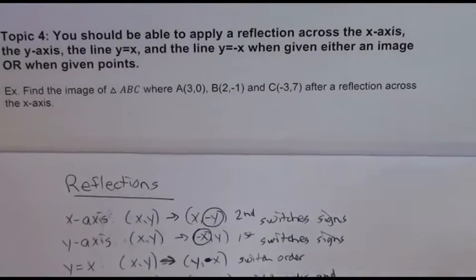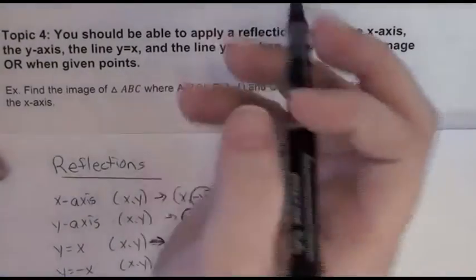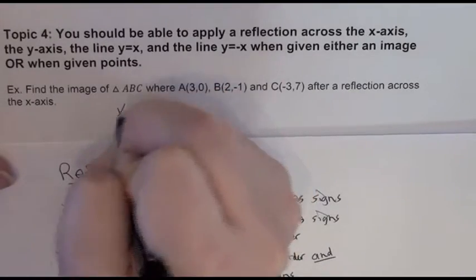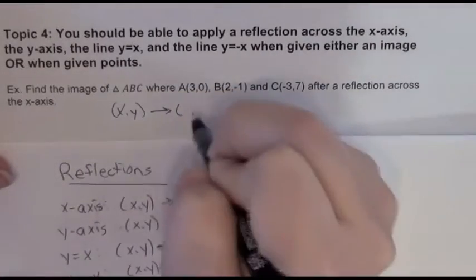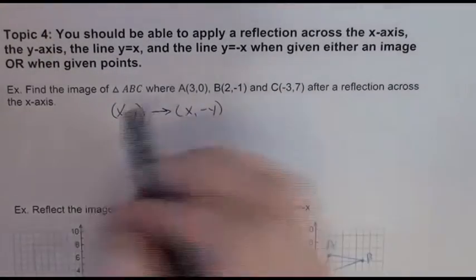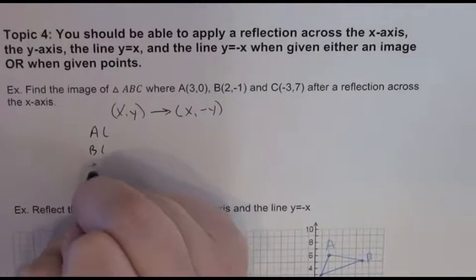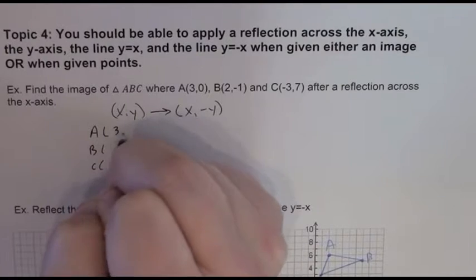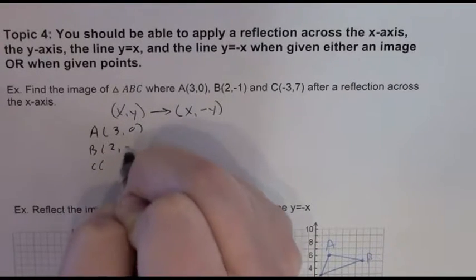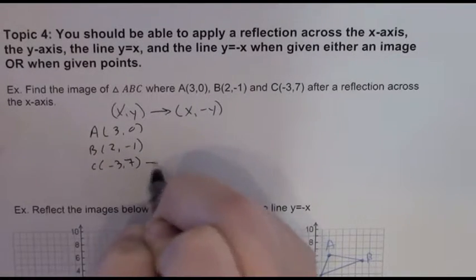So what we need to know here is the rule for across the x-axis. Here's the rule: (x, y) turns into (x, negative y). So what we have here are the three original points, A, B, and C: (3, 0), (2, negative 1), (negative 3, 7).